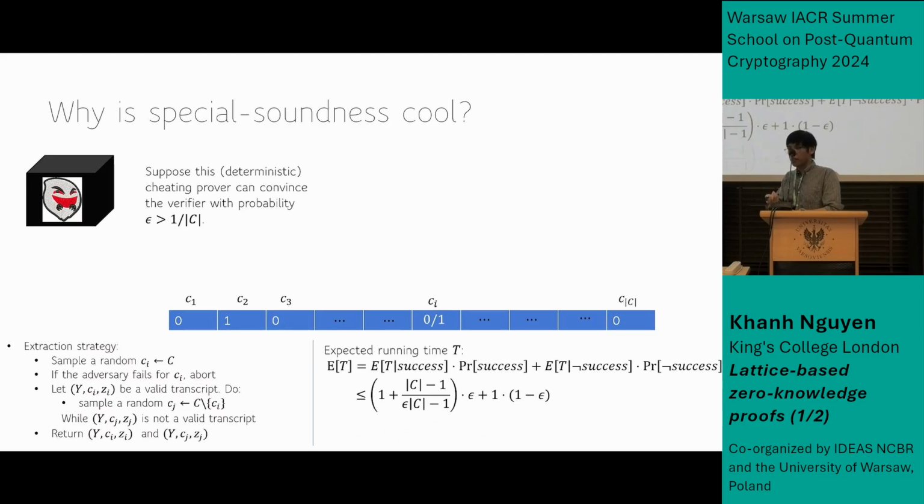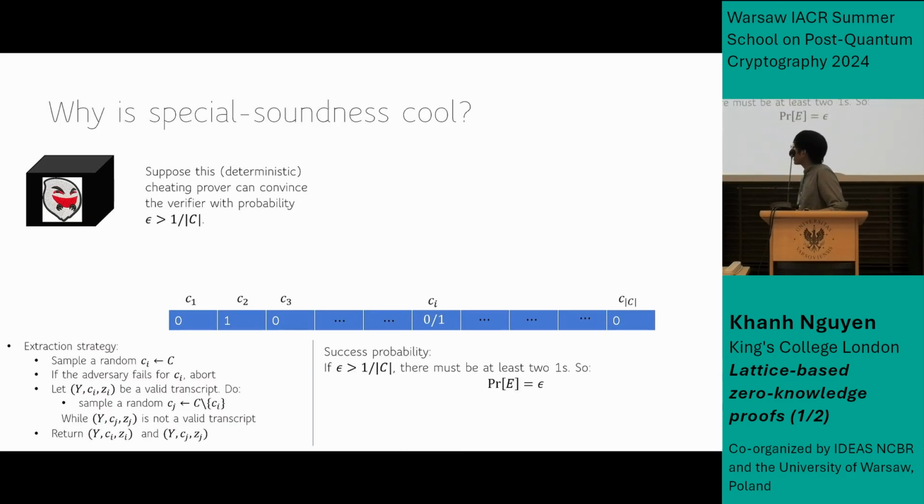So now if I expand all this, I get that the expected number of runs of this box is at most 2. So this is a very simple case for the deterministic scenario. Okay, and the success probability is also very nice, because if epsilon is bigger than 1 over |C|, then there must be at least two 1 entries in this table.